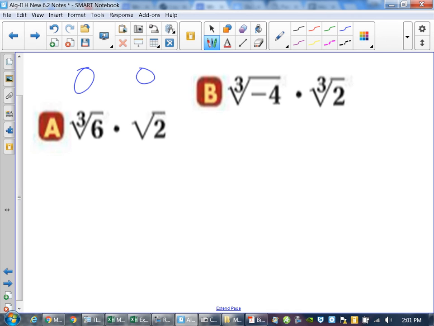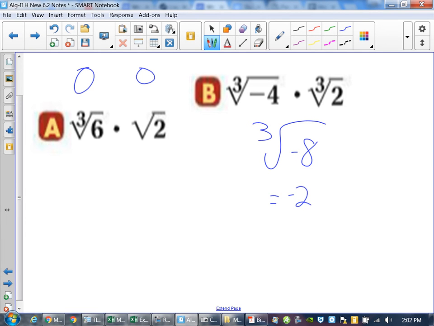But here, with the cube root of -4 times the cube root of 2, do those guys have the same nth root? Yeah. So I can combine them. I can combine them as the cube root of, well, what's -4 times 2? So what's the cube root of -8? And you're done. Okay? So some of these things you can simplify further than you can others. And it works out just like that, just by working with the nth root.